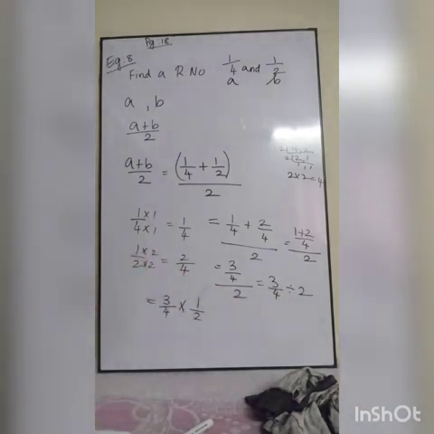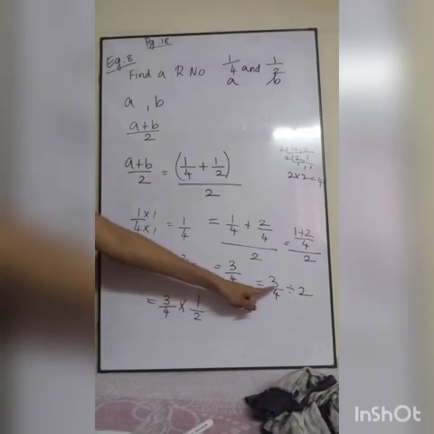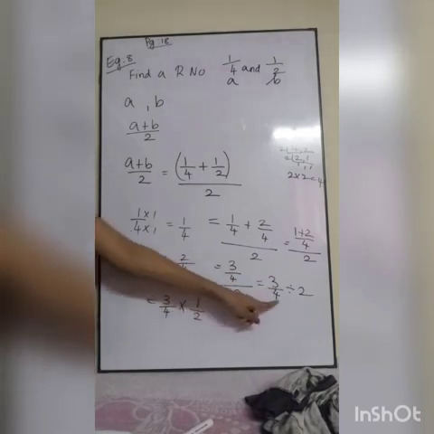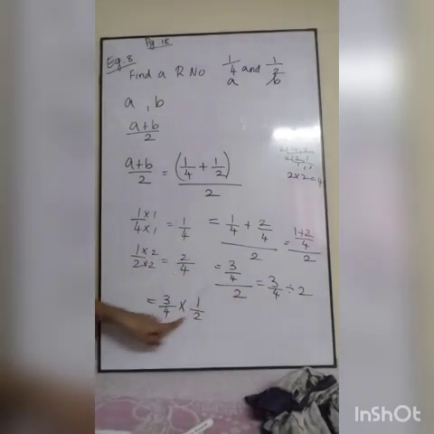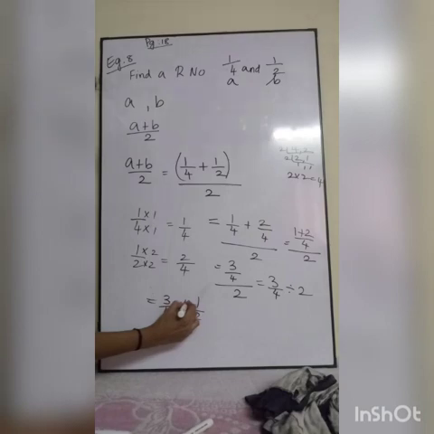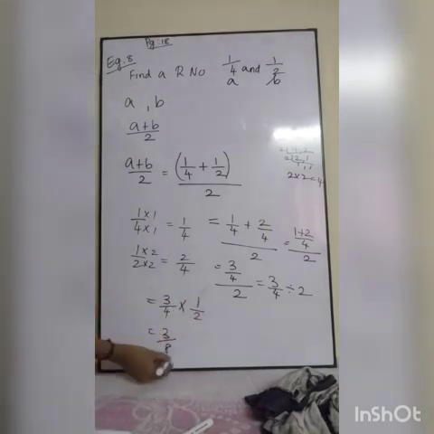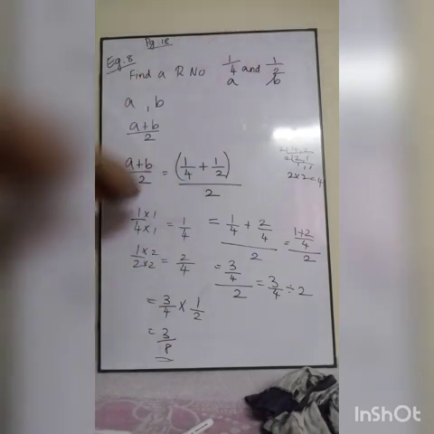Did you understand how I have written this? It means 3 by 4 divided by 2. So the division becomes multiplication, and 2 becomes 1 by 2. Now can we multiply it? 3 into 1 is 3. 4 into 2 is 8. So 3 by 8 is our answer. So 3 by 8 is the rational number between 1 by 4 and 1 by 2.